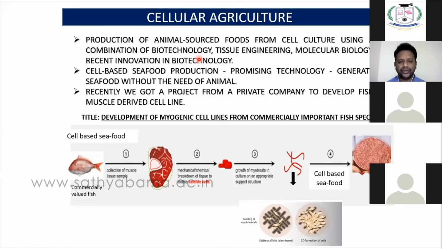In cellular agriculture, you can produce animal foods from cell culture using a combination of biotechnology, tissue engineering, and molecular biology. So it's a very recent innovation. If it is developed from seafood, the name for that is cell-based seafood production. So you can generate seafood without the need of an animal. You don't have to have the animal. You can just prepare the meat in the lab.